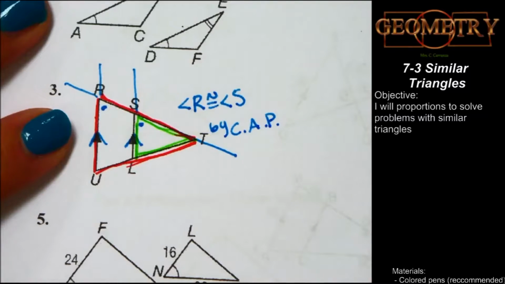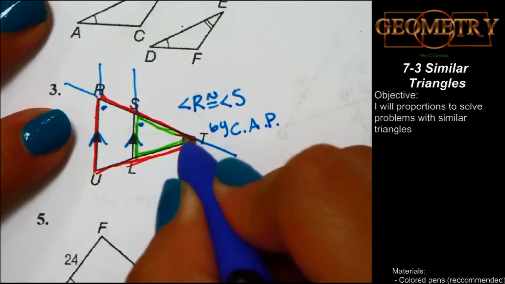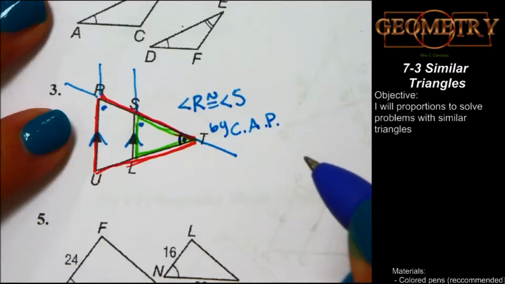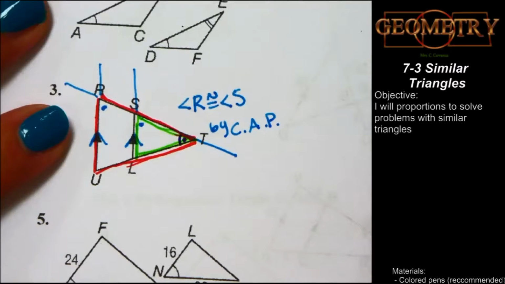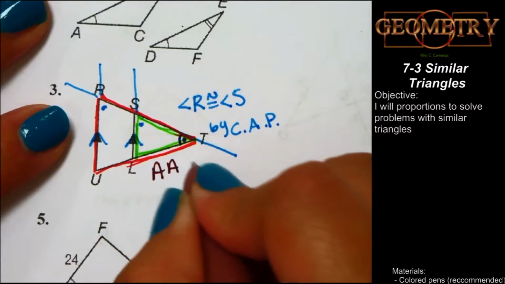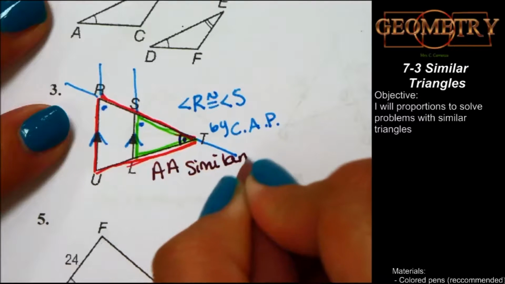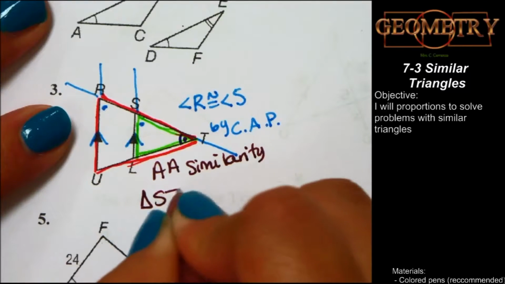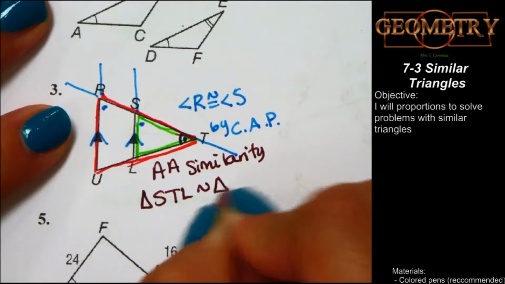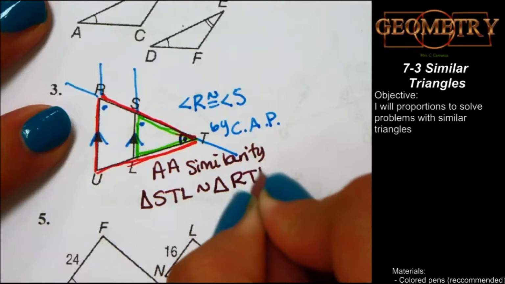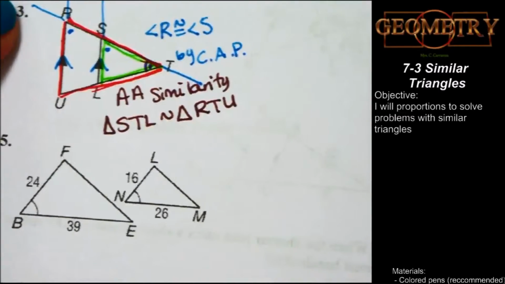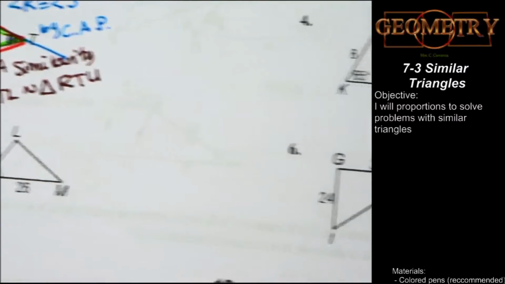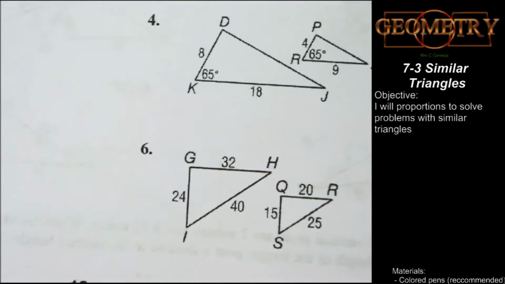Now I also have already given to me that angle T is congruent to itself because that angle is the same angle in the green triangle as it is in the red triangle. So since I have two pairs of congruent angles, I'm allowed to then use the angle-angle similarity in order to say that these two triangles, triangle STL and triangle RTU, are similar. The rest of the ones on this study guide are going to follow much the same format, so I'll let you continue practicing those on your own.